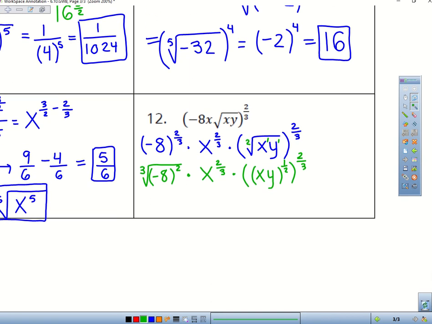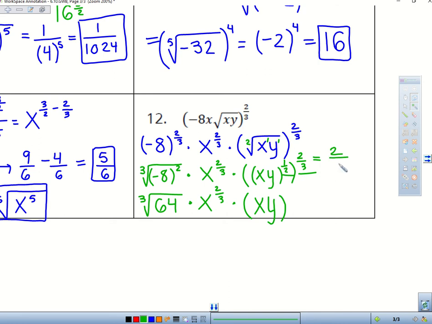Now, I'm going to go ahead and simplify this. What's -8 to the second power? 64. This is going to stay as it is. And then here, I have the power to power rule, which is multiplication. What's 2 times 1? And 3 times 2? 6. But I can reduce that fraction, right? To 1/3. So this is all to the power of 1/3.